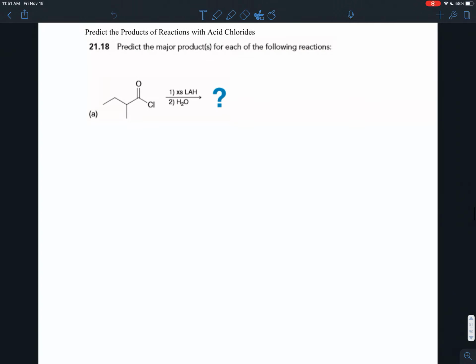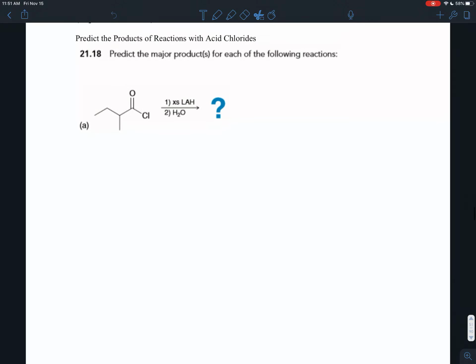With exercise 2118, we're moving on from the mechanism section of the course, which was all about nucleophilic acyl substitution, and we're moving to just the synthesis section of the course, where you hopscotch from the reactants to the products, one recipe at a time.